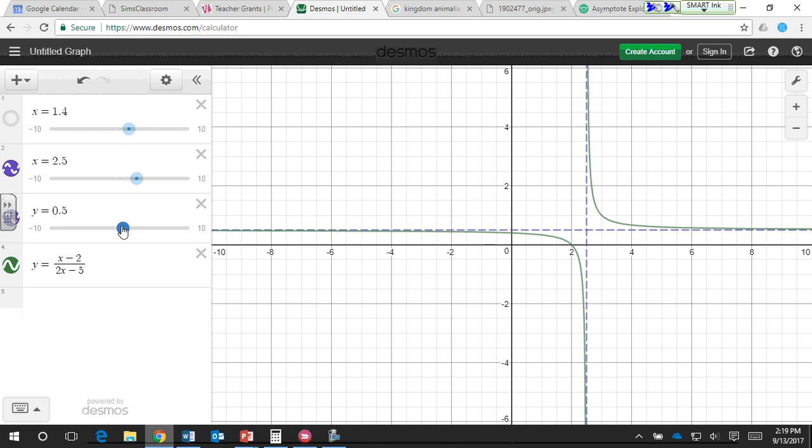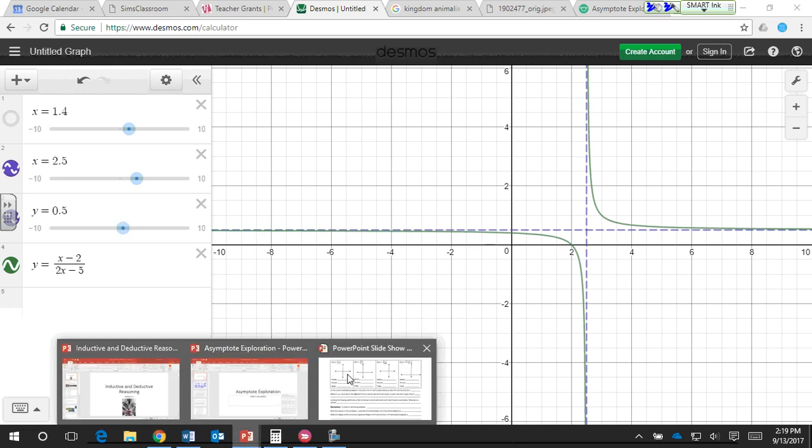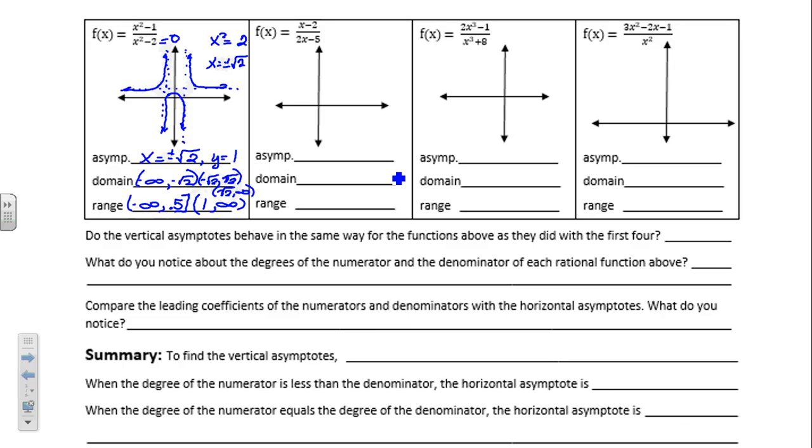Does that make sense? Y equals 2x minus 5. We set that equal to 0. Then 2x would be positive 5, and x would be 5 halves. 2.5, right? Okay. So we're good there. Vertical asymptote, we just make our denominator 0. Sketch it. All right, so asymptotes x equals 2.5, y equals 0.5.